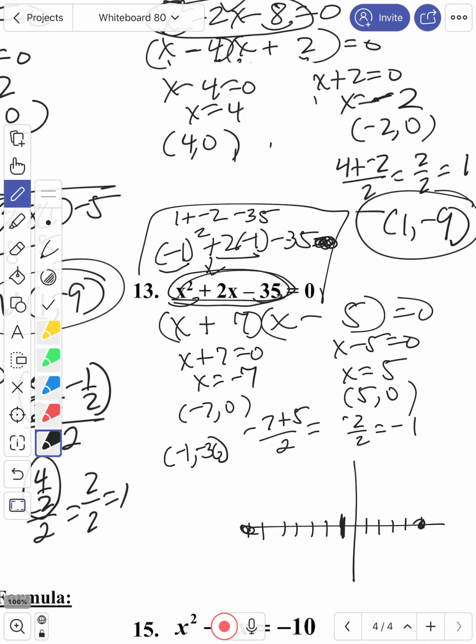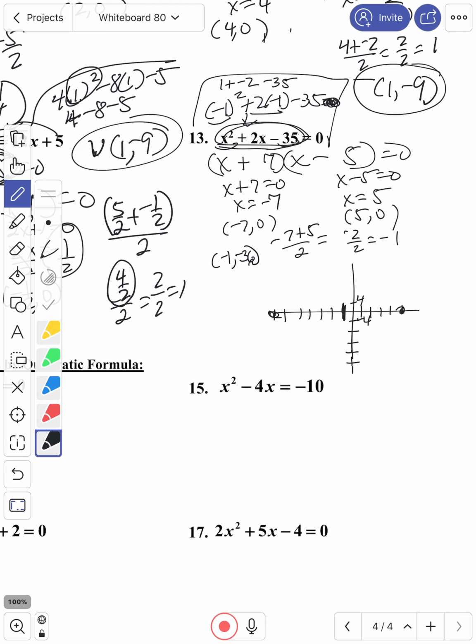So if you had to graph it, I would count by maybe 4s and write that down. Negative 4, 8, 12, 16, 20. Let's see. 1, 2, 3, 4, 5.